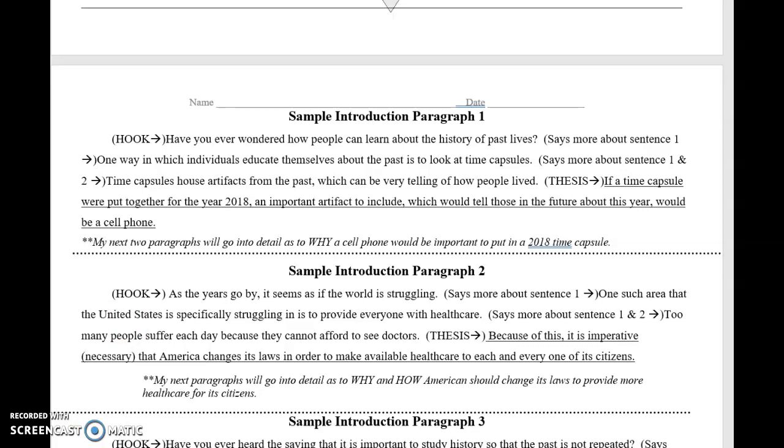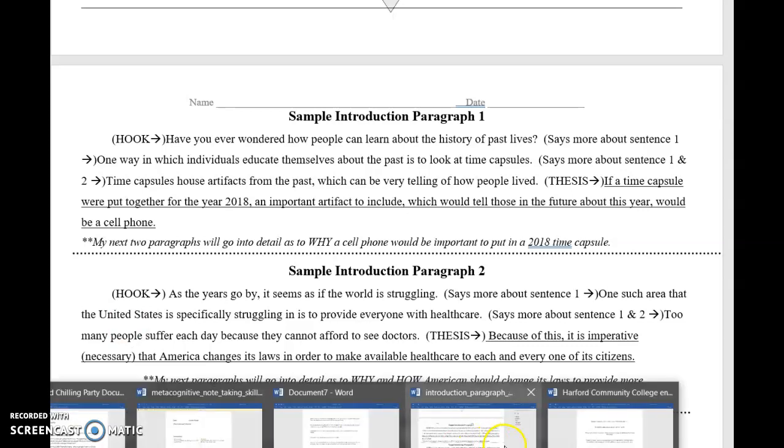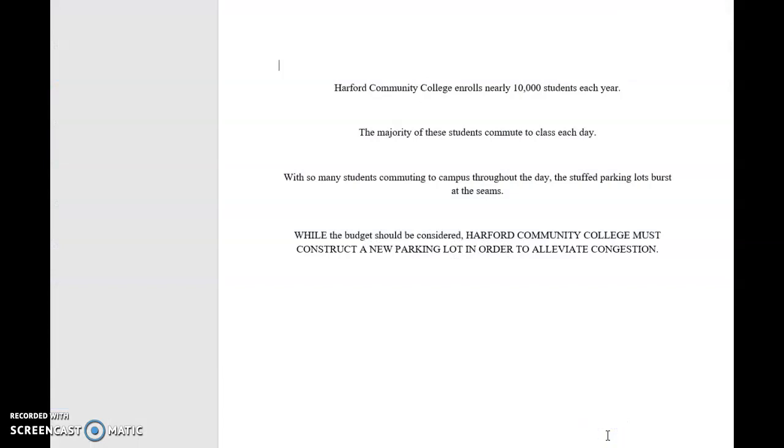Okay. I want to show you one that I did. Those were my students, former students. So, Hartford Community College enrolls nearly 10,000 students each year. Wow, 10,000? Very broad. You don't know what I'm going to do with that. I narrow it down in the second sentence. The majority of these students commute to class. So I go from all students to commuters. And then my third sentence: With so many students commuting to campus through the day, the stuffed parking lots burst at the seams.